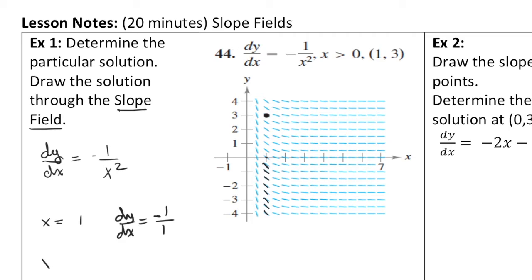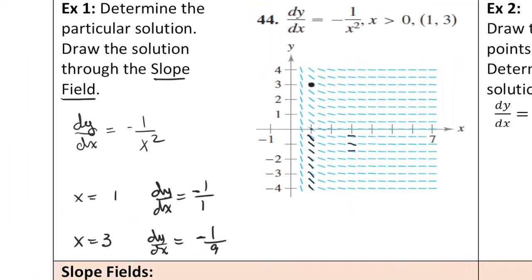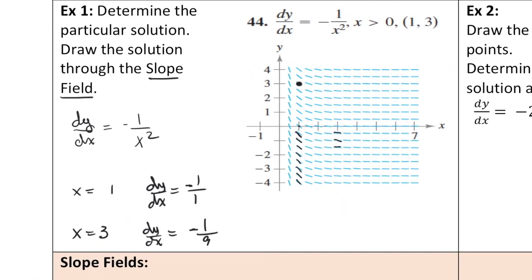Now, if we were to look at x equals 3, you would notice that your slope dy/dx is going to be equal to -1 over 9. So take a look at 3. The slope is -1 over 9, down 1 over 9, down 1 over 9. Now these are just short line segments to describe what's happening at the slope at each of these x values.